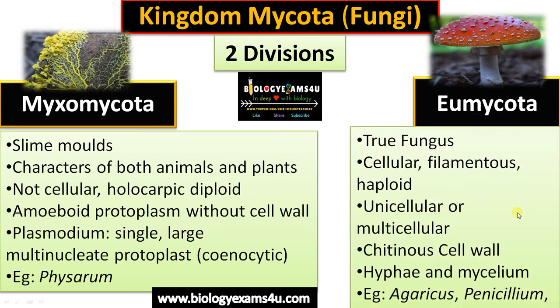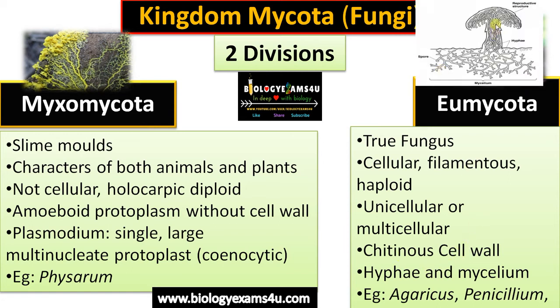And the second one is Eumycota or true fungus, which is cellular, filamentous, haploid. The diploid stage is represented only at zygote. It may be unicellular or multicellular with a definite chitinous cell wall. And the plant body is having hyphae. Individual filaments are called hyphae. Grouping of hyphae forms mycelium. Examples include Agaricus, Penicillium, etc.